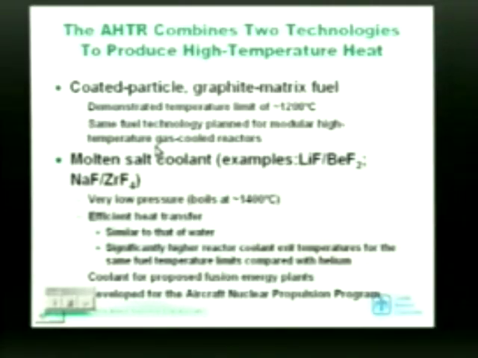As I mentioned earlier, the advanced high-temperature reactor combines two technologies to produce high-temperature heat. First, the coated particle graphite fuel. This fuel has a very interesting characteristic. Demonstrated temperature limit is 1,200 degrees Celsius. It's the same technology that's used for the modular high-temperature gas-cooled reactor. The second characteristic is the molten salt coolant. Two possible coolants are the lithium fluoride, beryllium fluoride coolant, and the sodium fluoride, zirconium fluoride coolant. These coolants have some unusual characteristics. First, the boiling point is near 1,400 degrees Celsius.